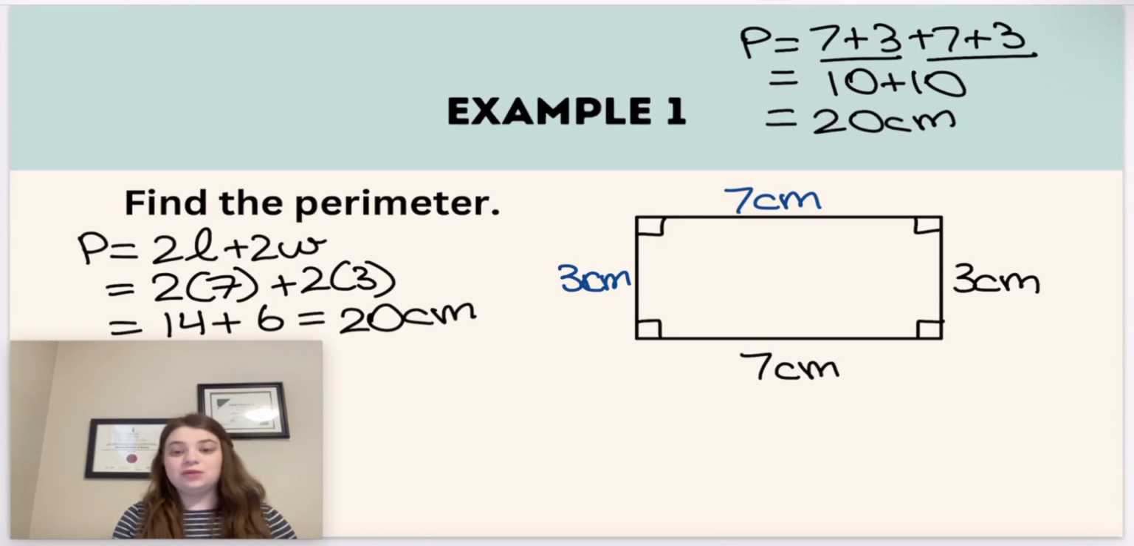And so either method we use, whether we use our official equation or whether we just add up all the side lengths, we get the same thing both times for the perimeter. Because essentially perimeter just means, if I was to walk around this rectangle, how far did I walk, kind of thing.